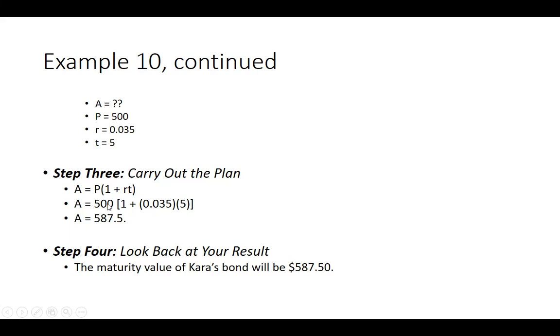Plugging in what we know, P is 500, R is 0.035, and T is 5. Multiplying together, 0.035 times 5, getting our result, adding 1 to that, getting our result, and multiplying by 500, we get that A is 587.5. So the maturity value of Kara's bond will be $587.50.